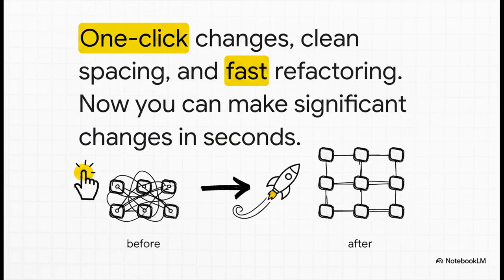And this is the result. Just imagine selecting an entire section of your workflow and disabling it with a single click, or instantly tidying up a chaotic branch so it looks perfect. That's what we mean by fast refactoring. We're talking about making massive changes to your workflow's design and function in literally seconds, not minutes.